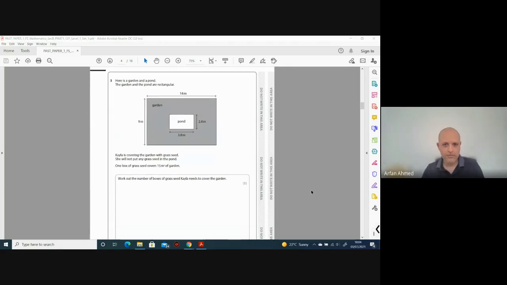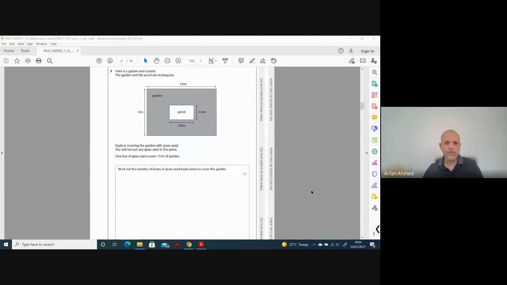5 marks for this. Here is a garden and a pond. The garden and the pond are rectangular. Kayla is covering the garden with grass seed. She will not put any grass seed in the pond. 1 box of grass seed covers 15 meters squared of garden. Work out the number of boxes she will need to cover the garden.